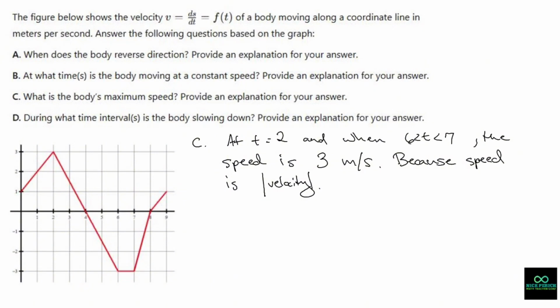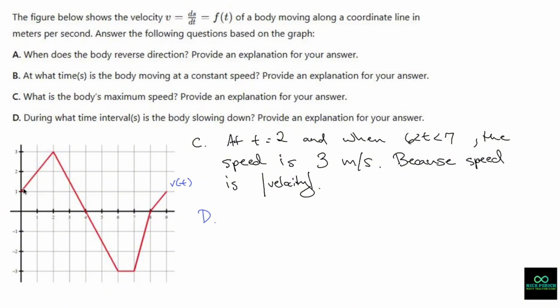Now, this last one has the potential for a lot of confusion. So let's try to understand one more time that this is the velocity function and what velocity means. The question being asked is, during what time intervals is the body slowing down? Provide an explanation for your answer. This is velocity. Anything that's above the x-axis means you're moving forward. Not increasing, not decreasing. It means you're moving forward. I am moving forward here, here, here, and here. Anything under the x-axis means I'm moving backwards.